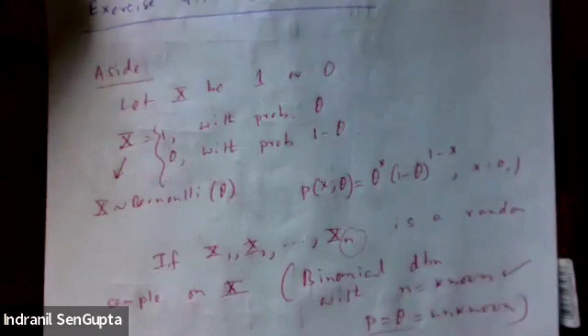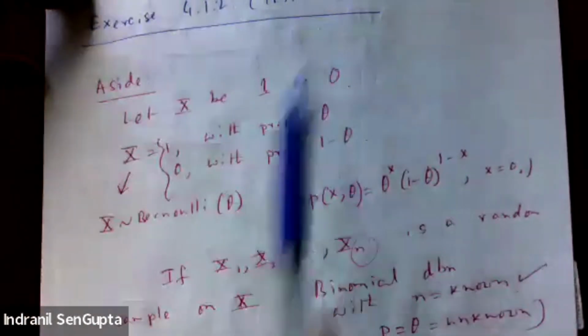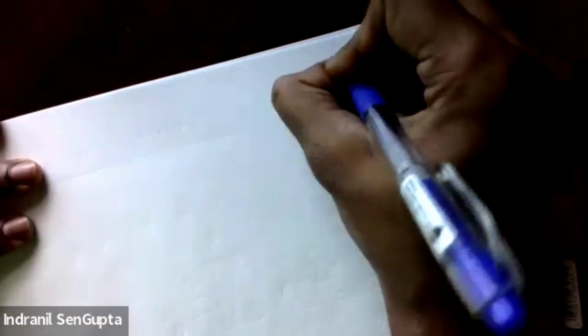Okay. All right. Now, this was an aside result, but what I was really trying to do is this exercise problem. So let's do it now. This is the exercise problem number 4.1.2 from the textbook.